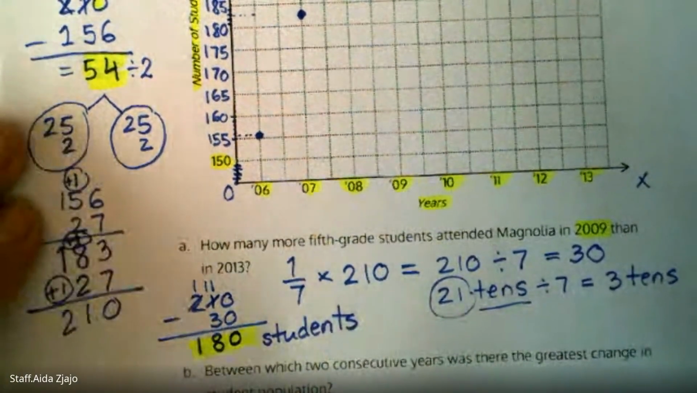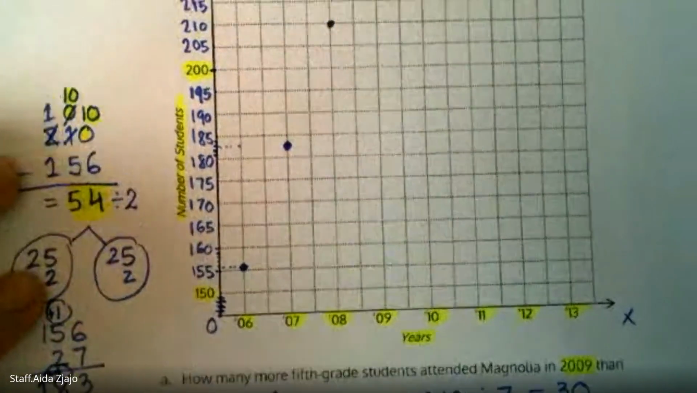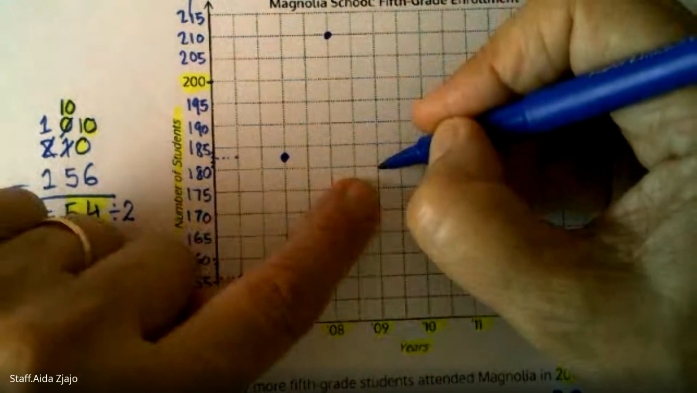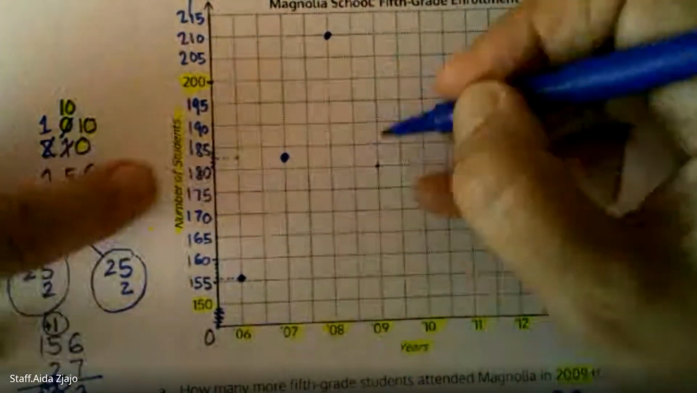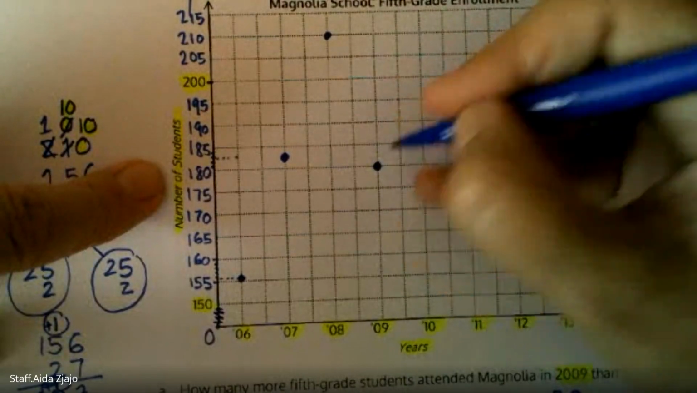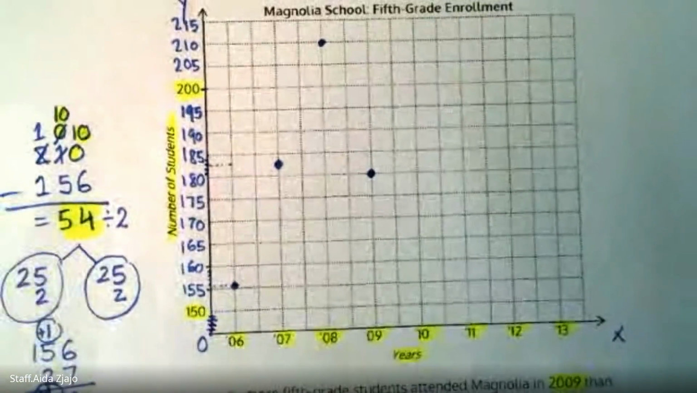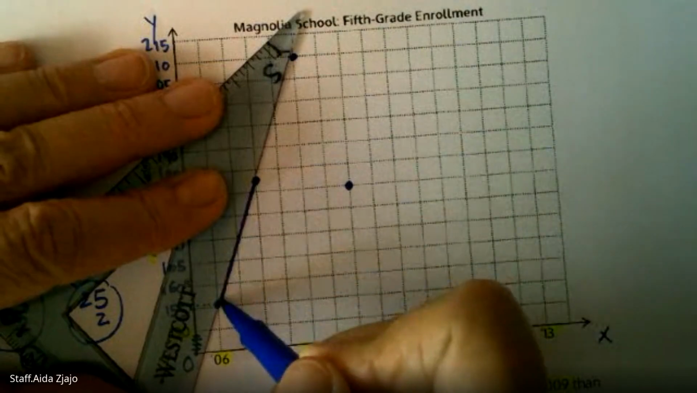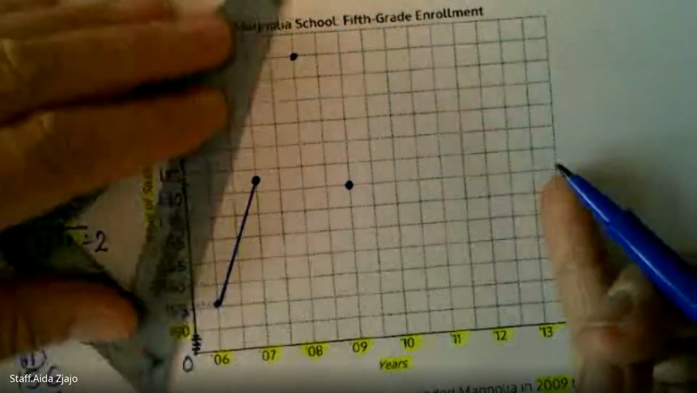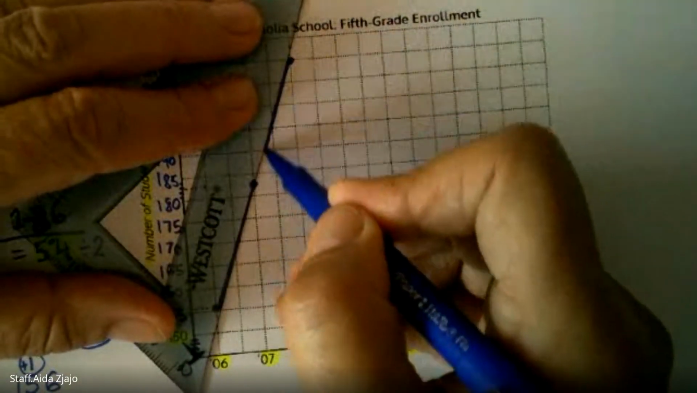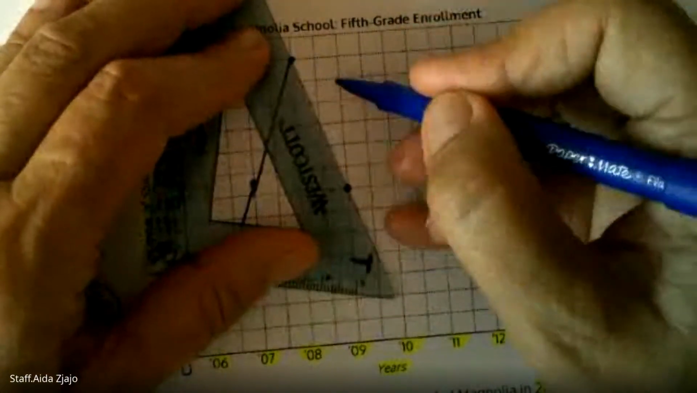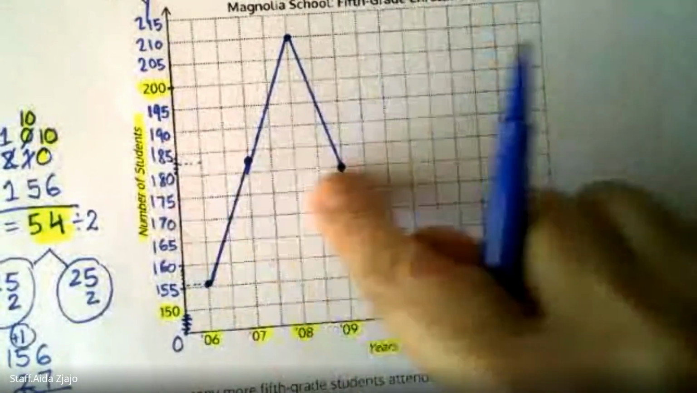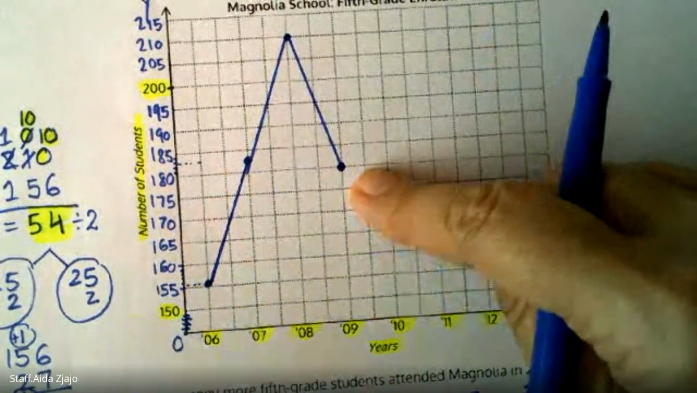Okay, now we're going to graph that point. 2009 is right here, and we're looking for 180. So drop down to 180. So it's kind of like it grows. If I connect the dots, it grows, and then again it grows, and then it drops down to 180. So now we need another clue.